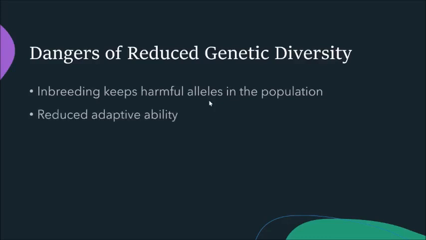And you'll have reduced adaptive ability. In other words, if a new selection pressure comes along, like the facial tumor disease for Tasmanian devils, because you've got low genetic diversity, there's less likelihood that your species can survive and adapt to this new selection pressure. And the risk is that you get wiped out.